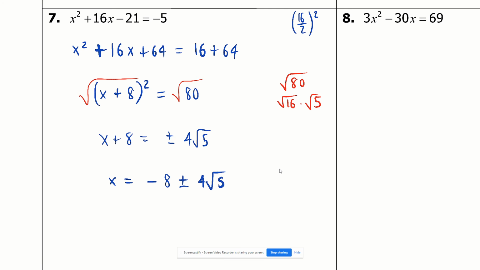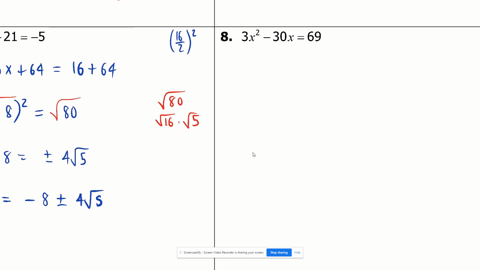I can't go any further with this answer because, unlike those last ones that we did, you can't add these values to each other. You can't subtract these values from each other. They just have to stay in this form. So that's number 7. Let's go to number 8.